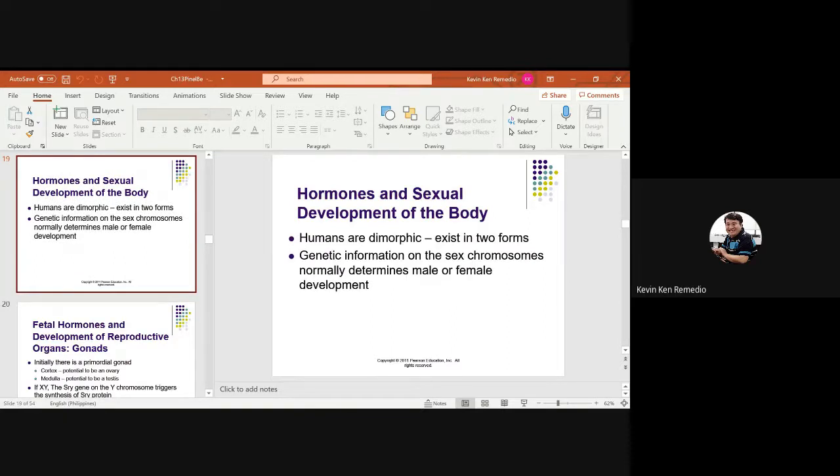Hormones and the sexual development of the body. Humans are generally dimorphic. So in the usual setting, human beings class are dimorphic, which means that we exist in two forms, male or female. Genetic information on the sex chromosomes will normally determine male or female development. So again, mao na akong giingon ninyo ganiha, ma-determine na dayon sa doctor, right? Sa imong OB/GYN, no? Obstetrician gynecologist, in the first pila ka months, I think 4 months or 5 months of katong development sa womb sa mother, kung unsa ang gender, okay, sa infant.